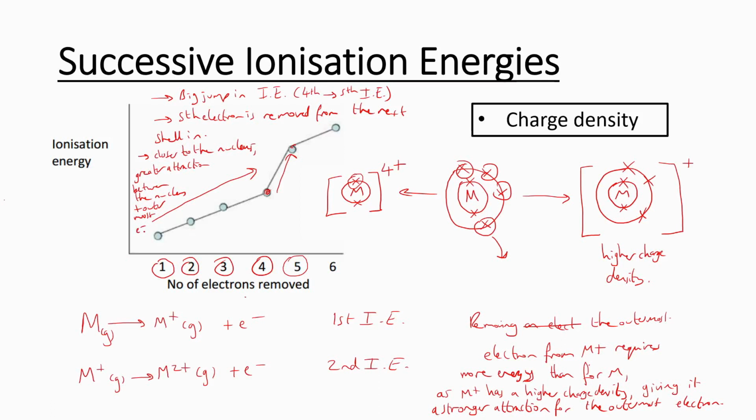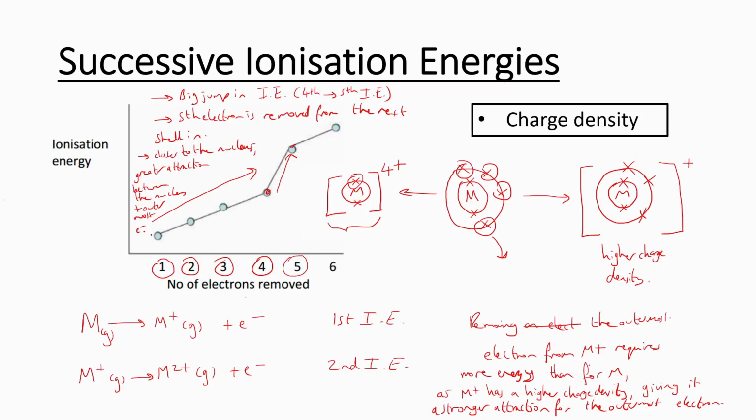There is still an increase in charge density, but the increase in charge density is much higher after we remove the 4th electron than when we remove the other electrons, because we have reduced the ionic radius, the radius of the ion. And that's another way to explain why there's a big jump.